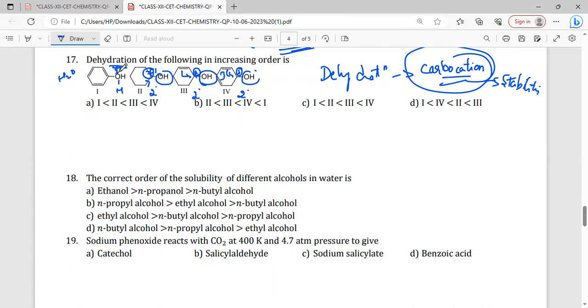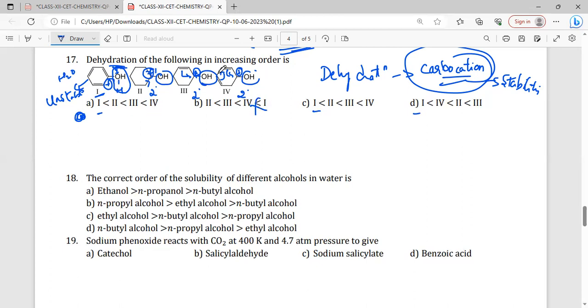If this undergoes dehydration, you will get a phenyl carbocation, which is highly unstable. So obviously the first compound, phenol, does not want to undergo dehydration. It should be at the last position, right? So look out for the option where the first compound is at the last position. So this is eliminated.